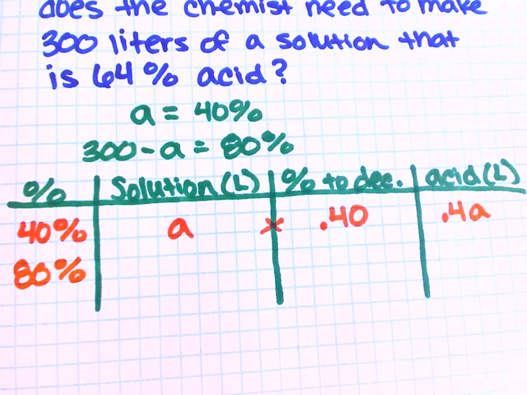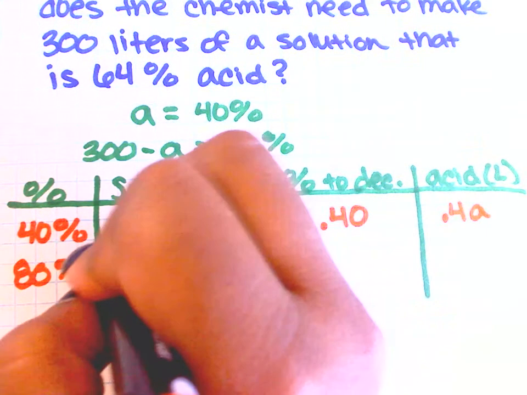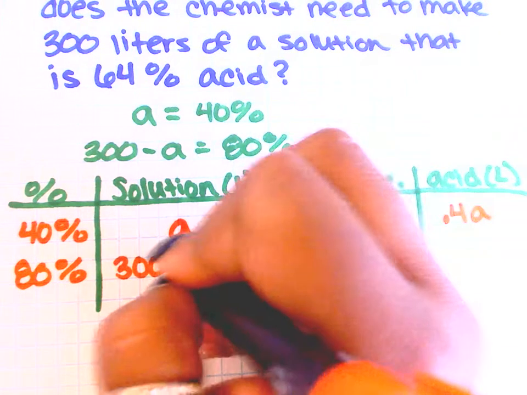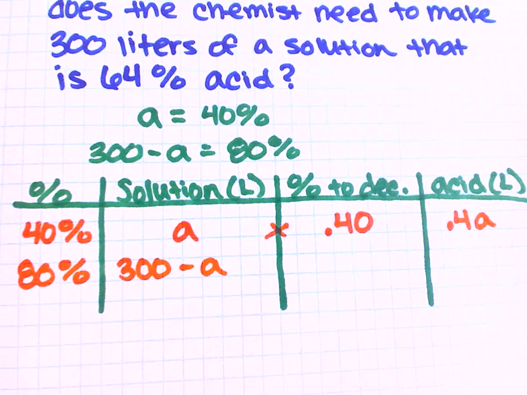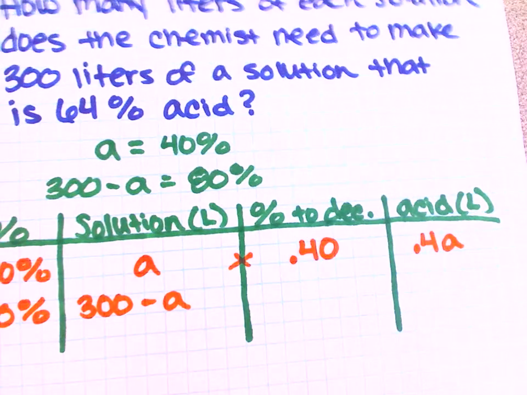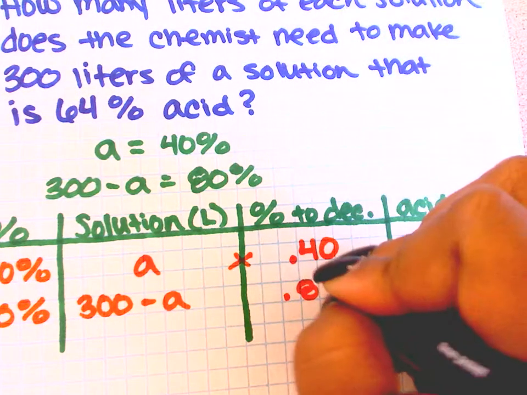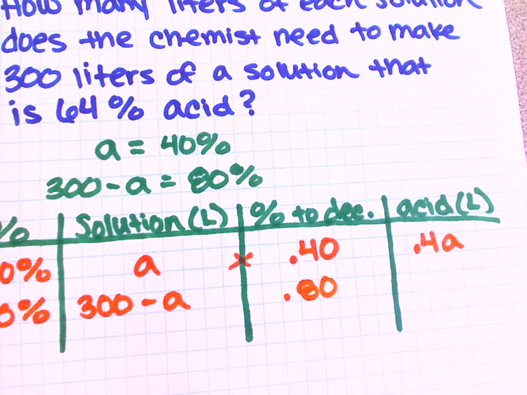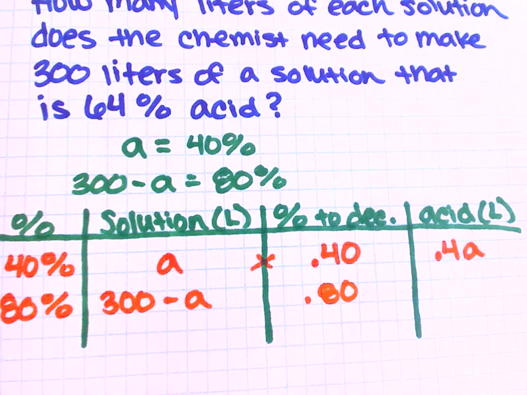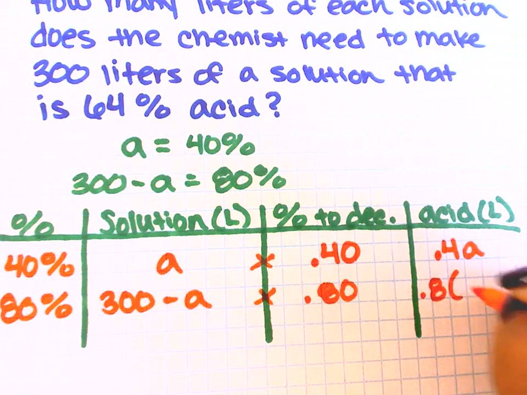We said that our solution represented as 80% was going to be 300 minus A. The total amount that he wants, 300 liters, minus that 40% solution. So my next column, if I look back at the problem, it says it was 80%. I need to change that 80% acid to a decimal. So I move it to the left, Beyonce, and I get 0.8 or 0.80 if you want to put the placeholder. So now again, I'm multiplying these. So it's going to be 0.8 times the quantity of 300 minus A.